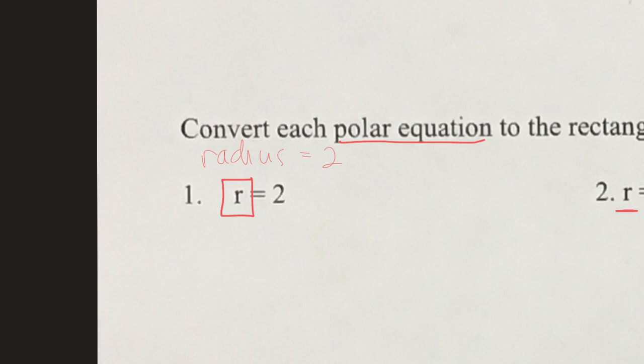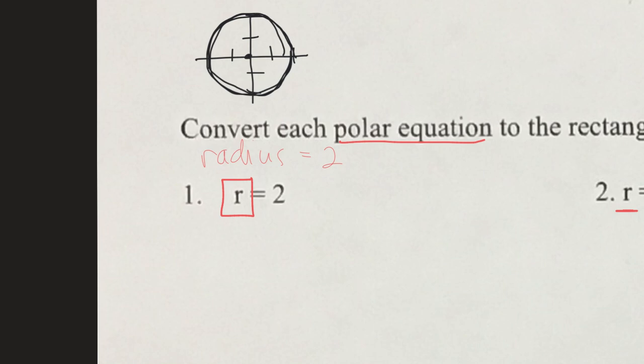So what type of graph, what type of picture has a radius of 2? This is a circle. It says the radius is 2, so the graph of this would be a circle centered at the origin with a radius of 2. So we're going to try and write the x, y equation for a circle centered at the origin with a radius of 2.